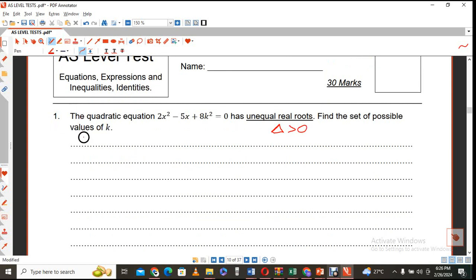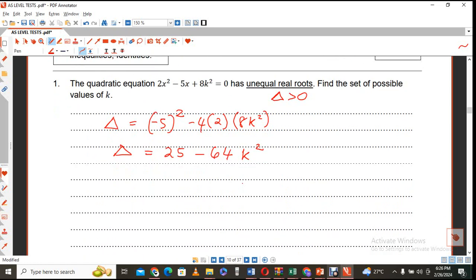So for using the discriminant, obviously, that might generate a mark. The discriminant would be -5 all squared, or just 5 squared, because everything would be positive there, minus 4 times the value of a, which is 2, and our value of c is nothing but 8k squared. If you were to clean this up, the discriminant would be 25 minus 64k squared. Now, one more important thing to remember is that you are dealing here with an inequality.